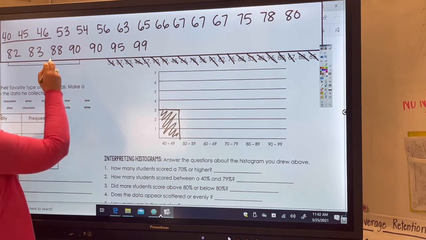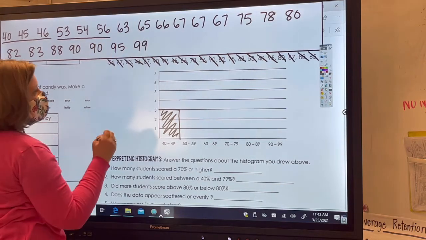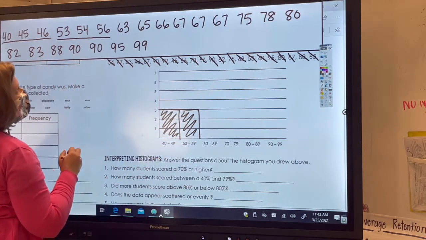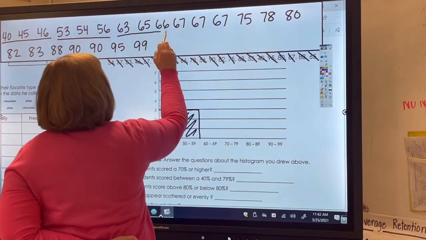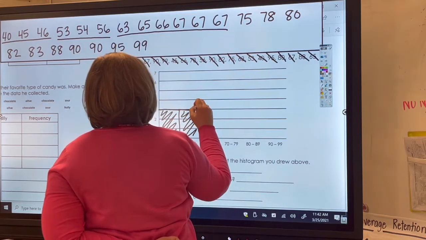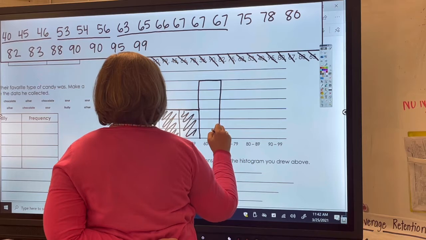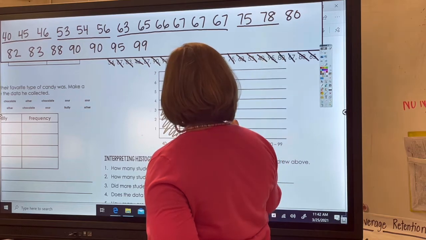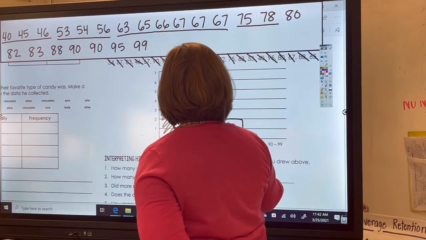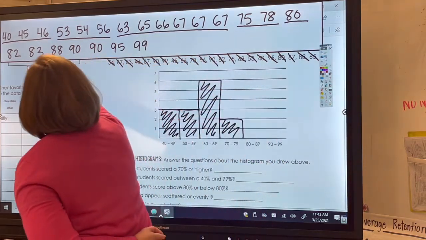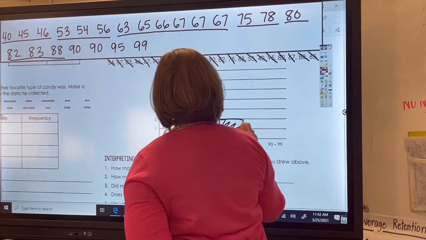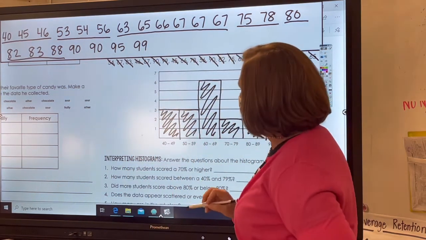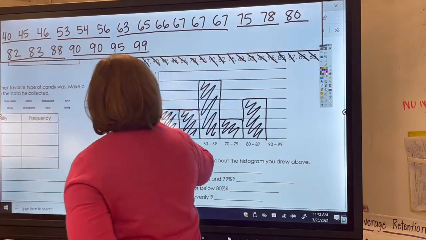It doesn't matter. How many are 50 to 59? 3. Remember, your bars must what? Touch. 60 to 69. How many do we have? 6. 70 to 79. 2. 80 to 89. 4. And 90 to 99. 4.